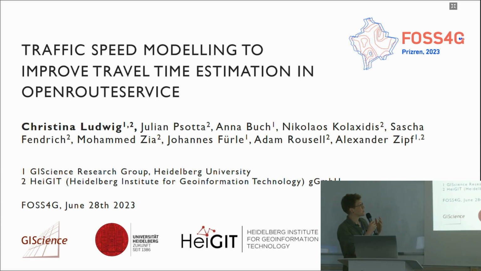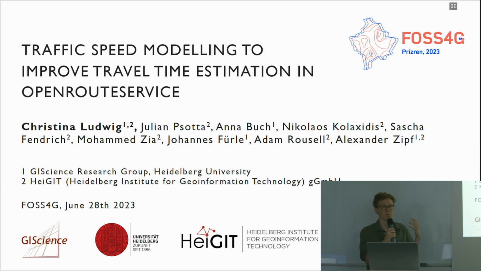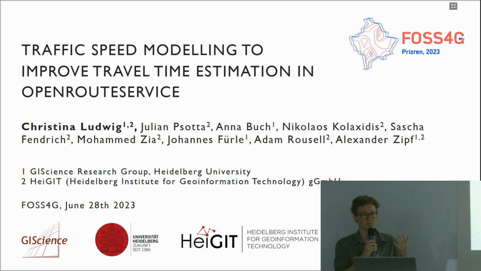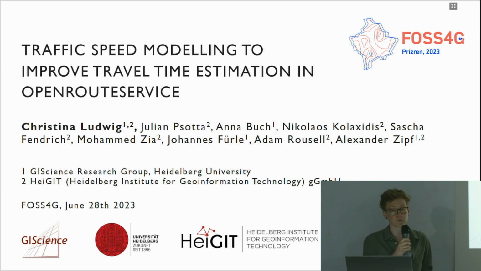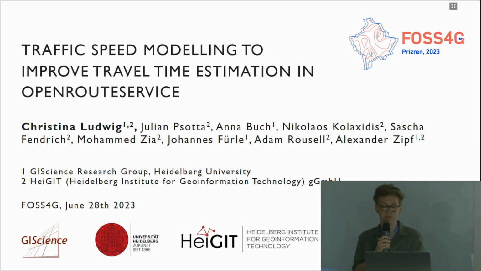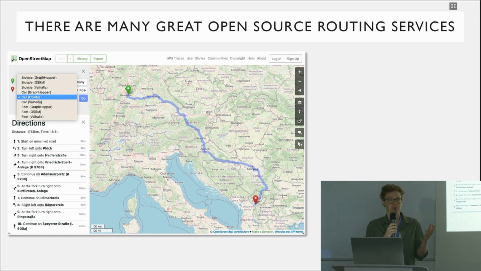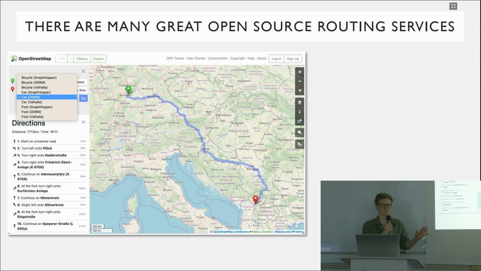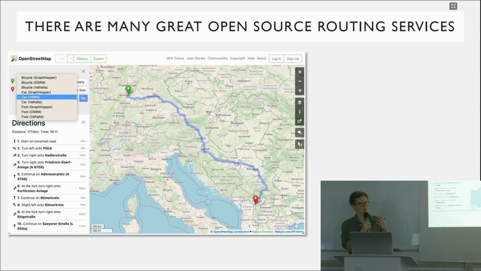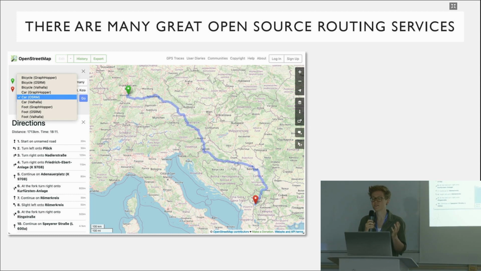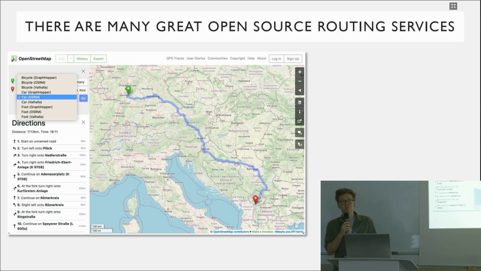So today I want to talk about traffic speed modeling and how we integrated the results in an open source routing engine, openrouteservice, to improve traffic speed and travel time estimation. So what's the problem? As you are at the free and open source software conference, you know that there are alternatives to Google Maps. When you want to calculate a route from A to B, there are different open source alternatives.